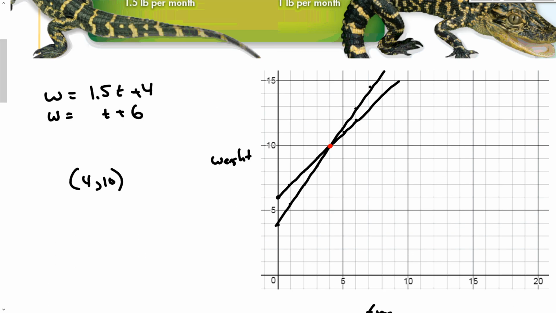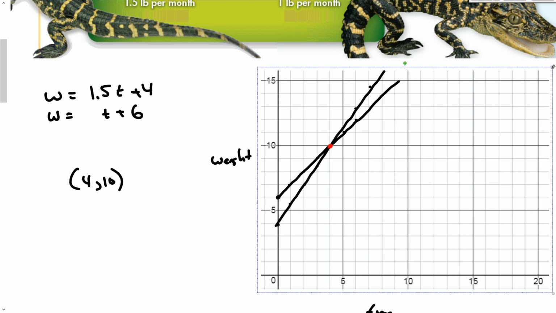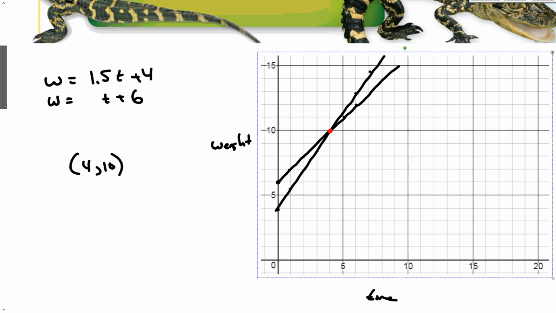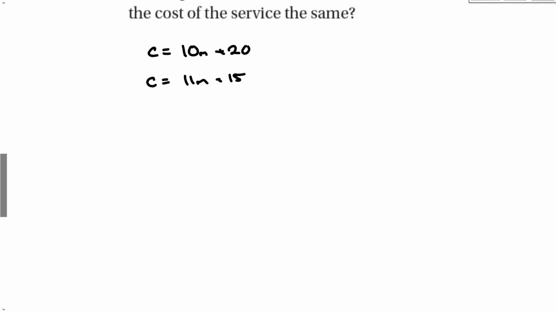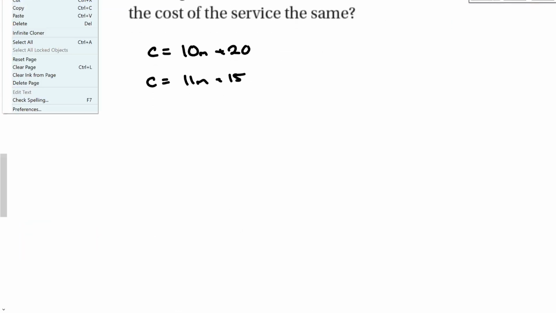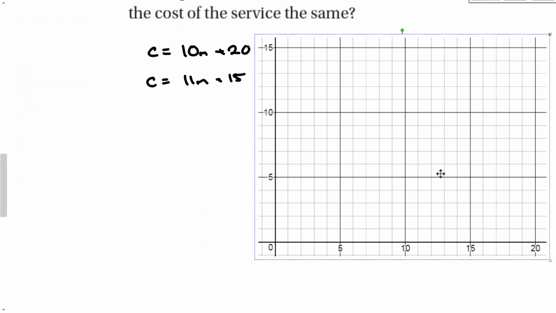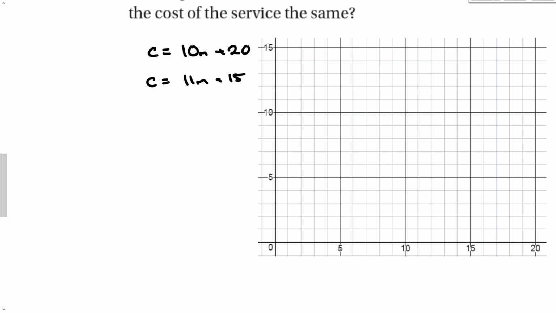Whoops. I should have put a graph at the bottom. Let's copy this graph. Sorry about this. And we will paste it. And let's just graph these two lines really quick. So we would have not big enough. Okay, so let's make our own graph.